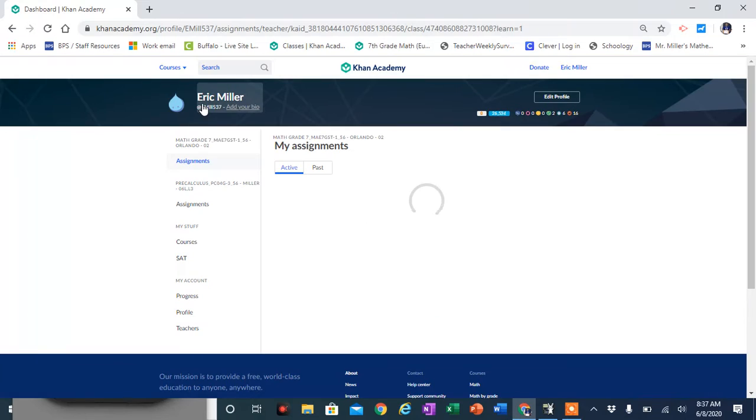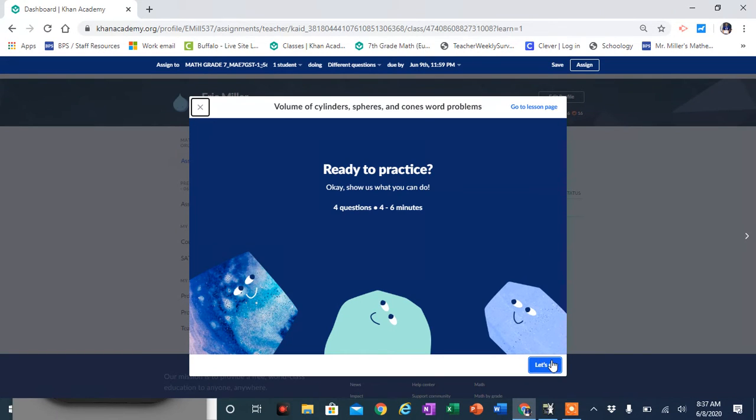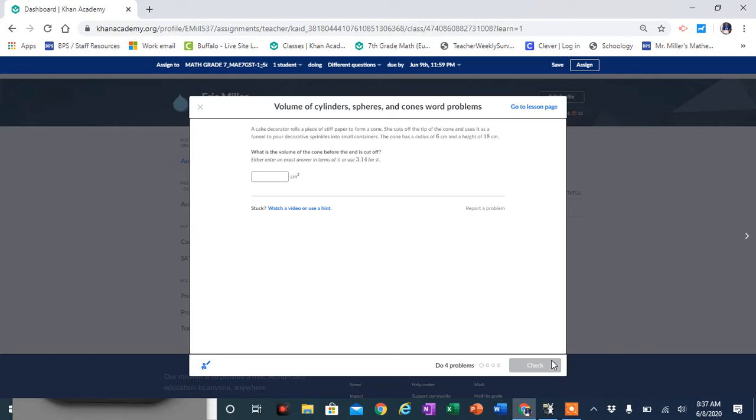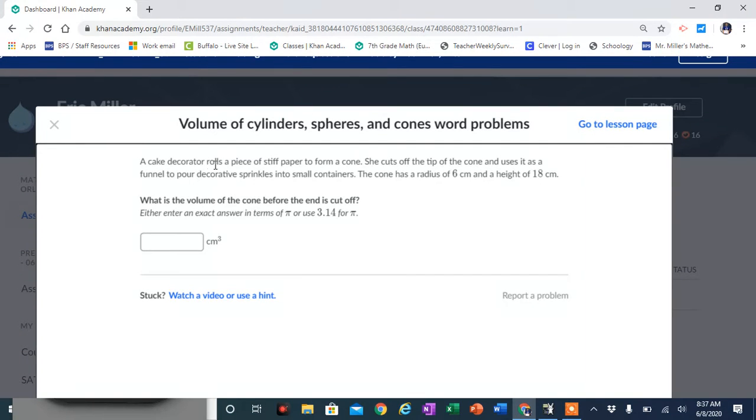So today's assignment, volume of cylinders, spheres, and cones. Zoom this in a little bit. So it says a cake decorator rolls a piece of stiff paper to form a cone. She cuts off the tip of the cone and uses it as a funnel to pour decorative sprinkles into small containers. The cone has a radius of 6 centimeters and a height of 18 centimeters. What is the volume of the cone before the end is cut off?